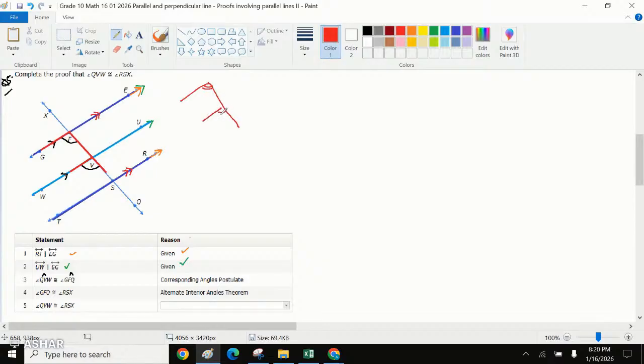Then this angle and this angle would be the same only if these two lines were parallel, right? So we can say we agree that these are corresponding angles. Let's look at the alternate. GFQ, where is GFQ? If this angle is equal to RSX, this angle, right?